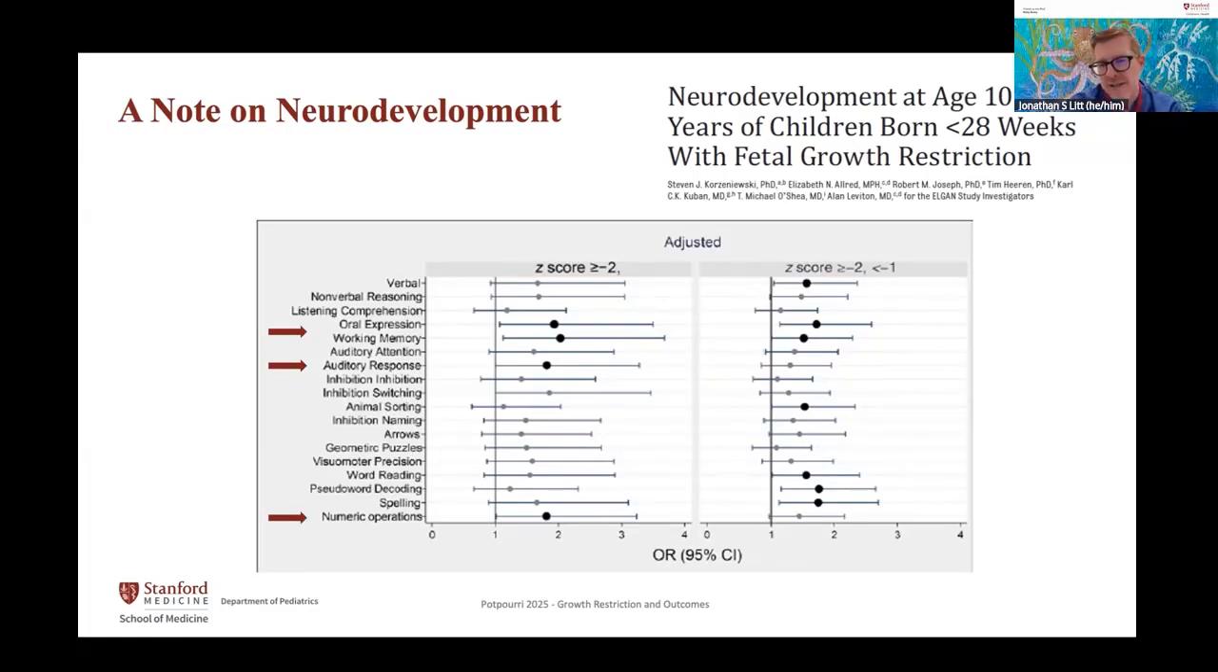numeric operations. That certainly caught my interest, recognizing that preterm infants have higher rates of math learning disabilities than their term peers. And it's interesting to see that those preterm infants with fetal growth restriction actually have an increased risk beyond what their gestational age risk is.